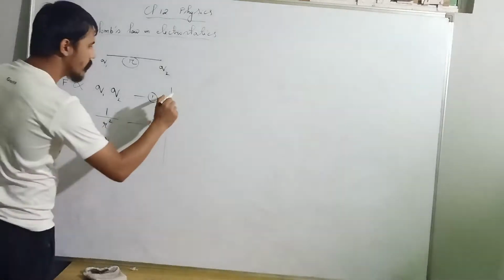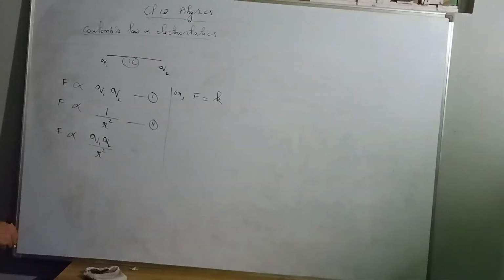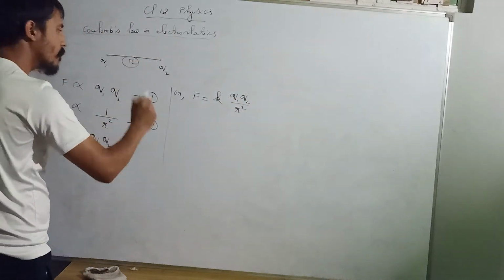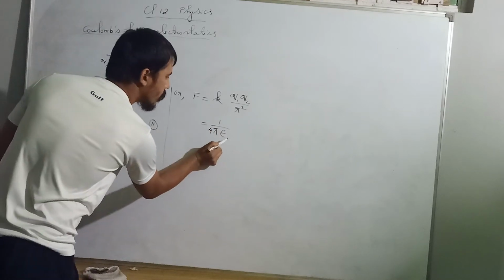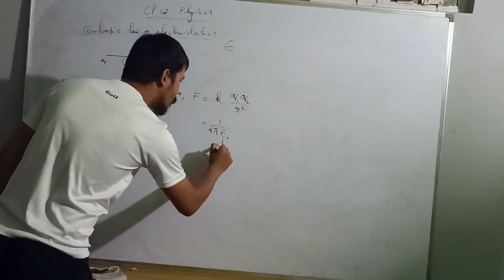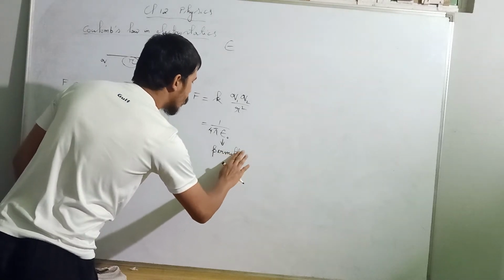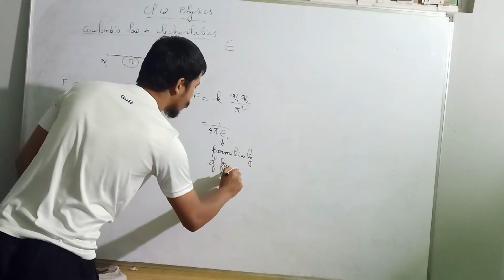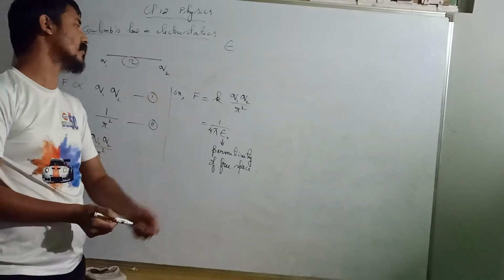Now, this proportionality, if you convert to equals, we have a constant here. We write K as the constant. So F equals K times Q1 Q2 upon R square. The value of K is found to be 1 by 4 pi epsilon naught. This symbol is called epsilon, a Greek letter, and epsilon naught is called the permittivity of free space. Very interesting, I will explain.